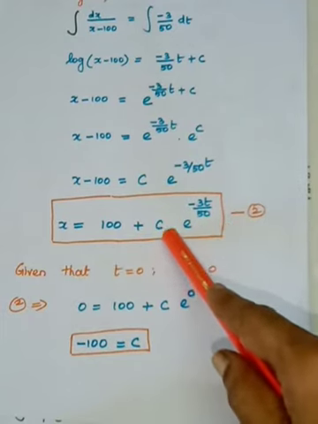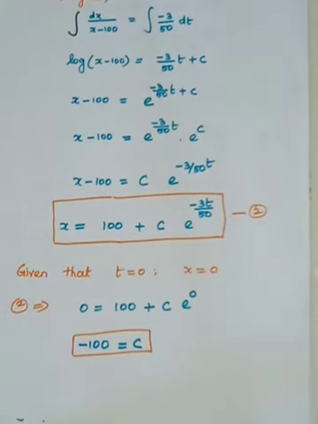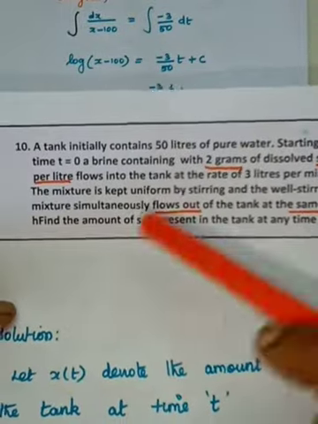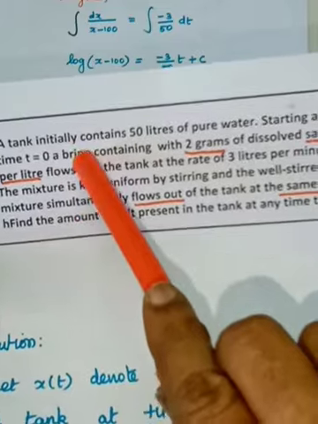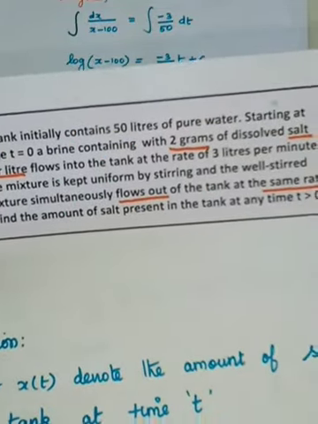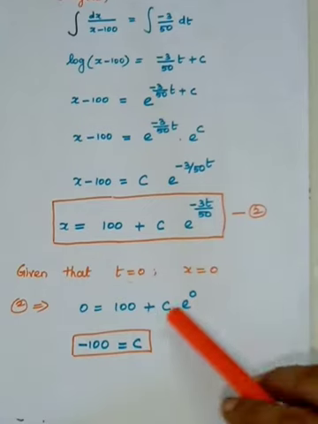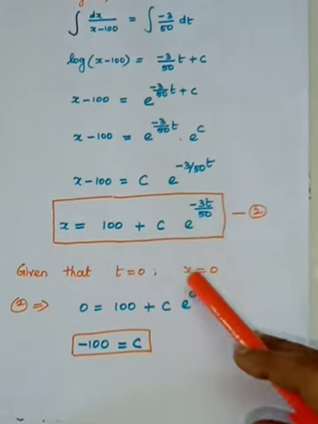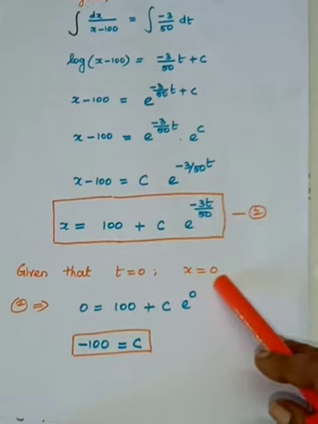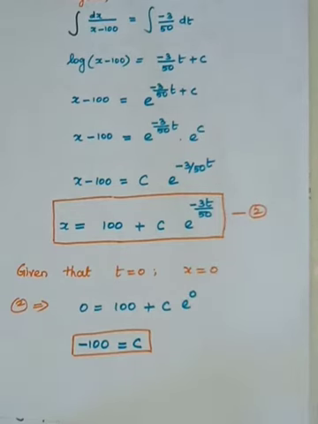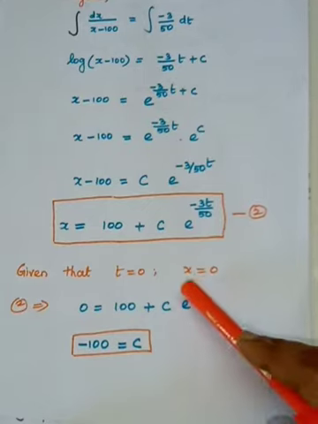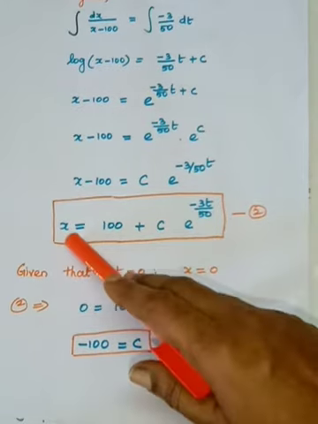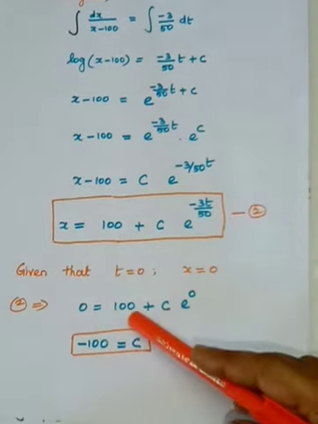But here we can find c. So see that, first, the problem statement: a tank initially contains 50 liters of pure water. So that is the first sentence. A tank initially contains 50 liters of pure water. Okay, so when t is equal to 0, the amount of salt is 0 because the tank contains 50 liters of pure water. Okay, no brine is added initially. So x is equal to 0.